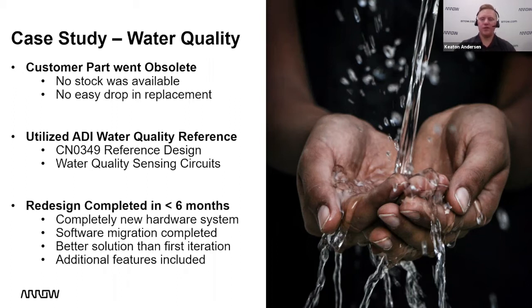So what they decided to do was utilize a water quality reference design. It was the CN0349. And essentially what they did was take that circuit and jump in immediately with it, including the reference code for it. And what we saw was that the redesign was completed extremely quickly. Instead of having to redevelop everything that they had done, they had a new design that they could leverage, and then they just had to communicate to the system they had already built. And so they completed a new hardware system.